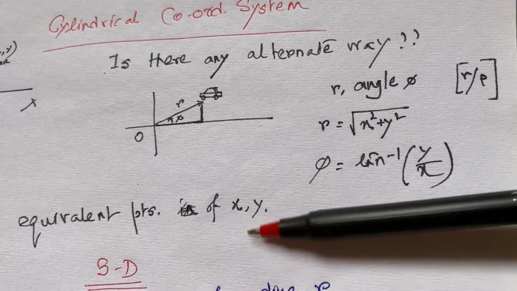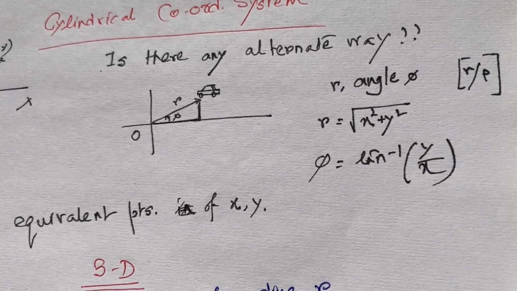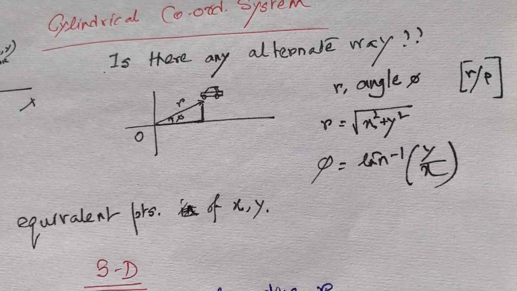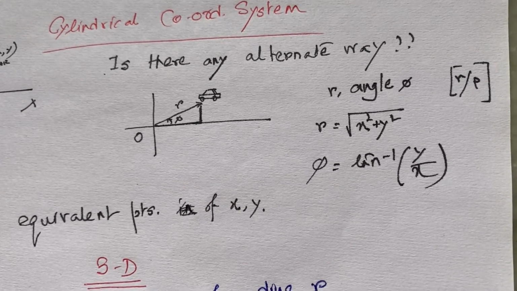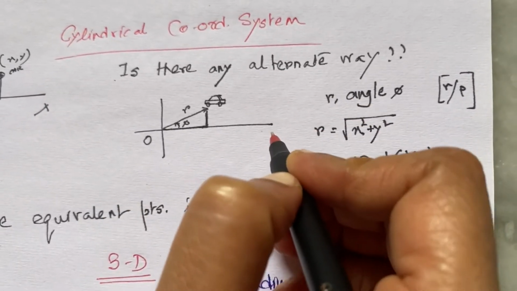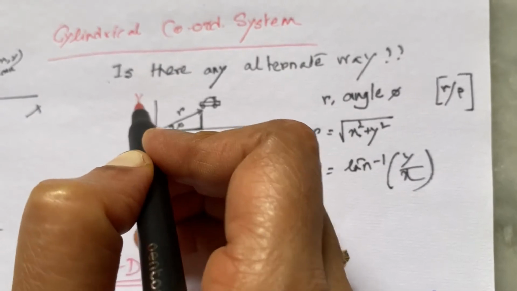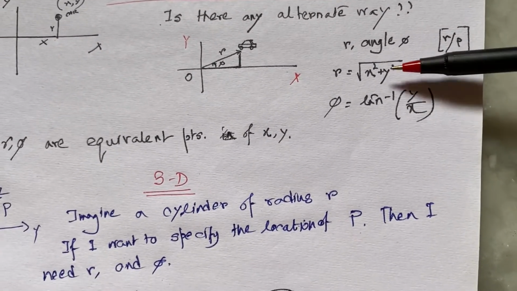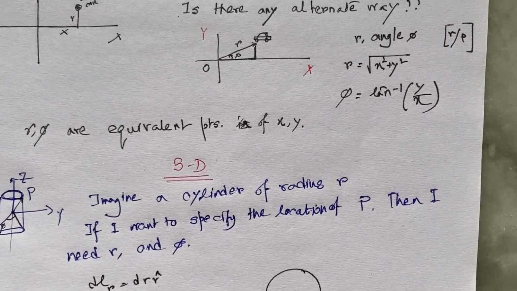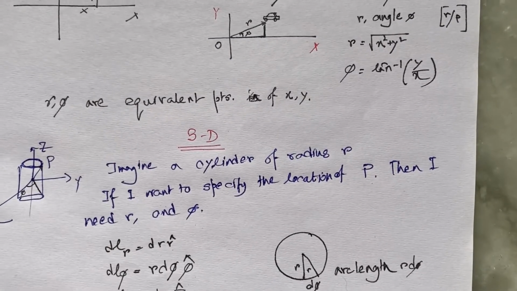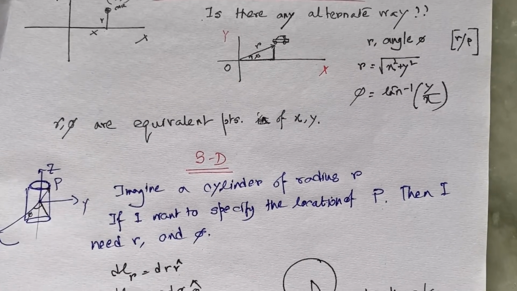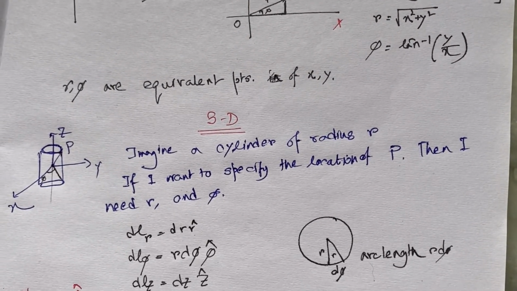So basically this phi is the angular direction, r is the radial direction. Now evidently, if this is x and this is y, then applying the Pythagorean theorem, we will readily obtain the values of r and phi. These r, phi are equivalent to x and y in the rectangular Cartesian coordinate system.